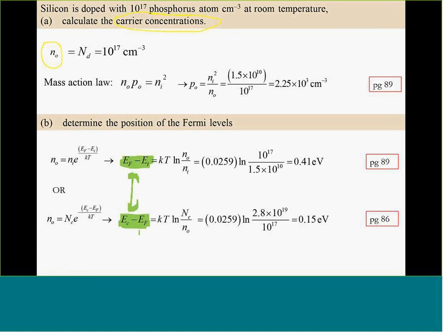Yeah? Because the question doesn't specifically say that the position of the Fermi level is relative to E intrinsic or relative to E conduction band edge. So you can just use either of the equations. Okay. So let's go to the next one.